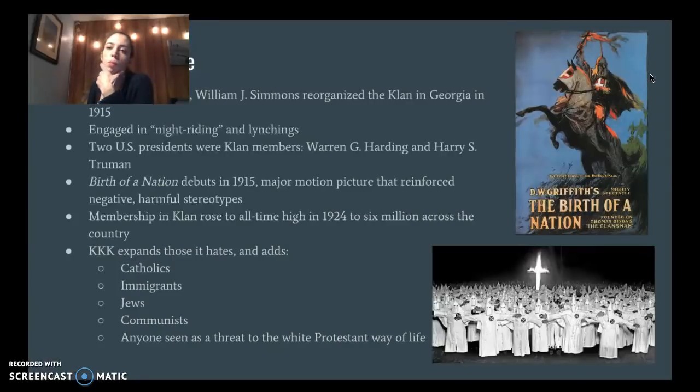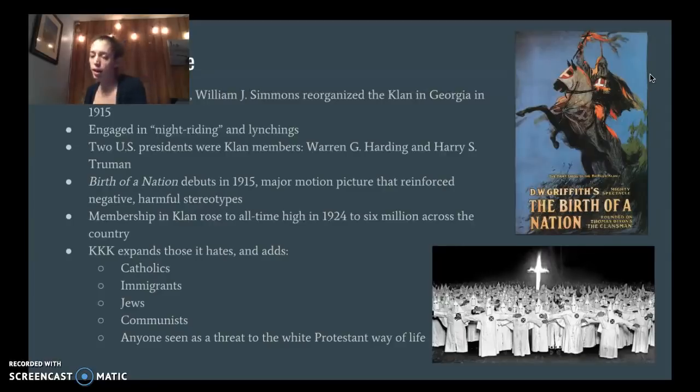But there was a movie called Birth of a Nation, which debuted in 1915. It was a major motion picture that a lot of people went to watch, and it reinforced a lot of negative, harmful stereotypes and really romanticized the Old South in the movie. So it was really terrible stuff, but a lot of people were drawn to this, and so membership in the Klan rose to an all-time high. In 1924, there were actually 6 million people in the United States that considered themselves members of the KKK.